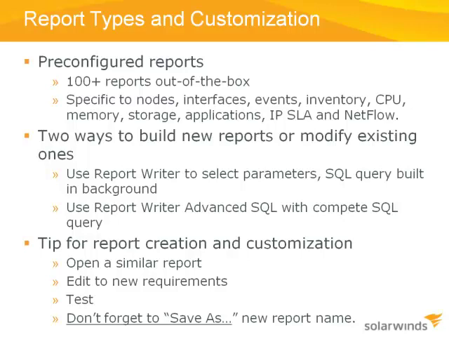So, I think for those of you who have been playing with Orion as part of your implementation, I'm sure you've noticed all of the out-of-the-box reports. We have reports for almost everything you can think of: nodes, interface, events, inventory, CPU, memory, storage. And as you add more modules, you'll notice additional reports added to that interface. So as Brandon mentioned, there are really two ways to build new reports.